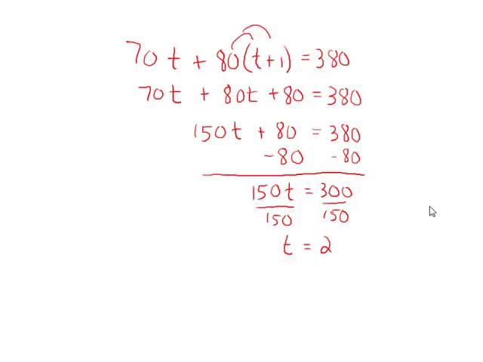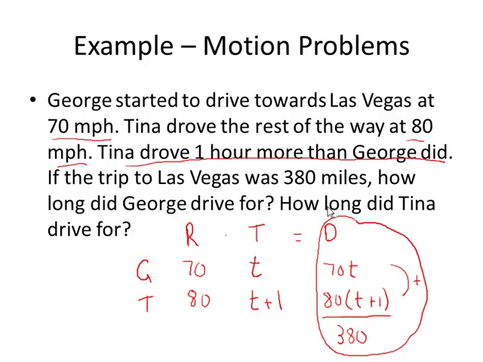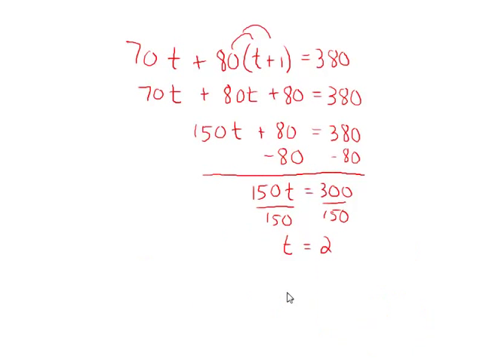Okay. So I'm going to go back a page and let's take a look at that table again. The question asks, how long did George drive for and how long did Tina drive for? The times for those two were t for George and t plus 1 for Tina. So if George's time was t, that equals 2 hours. And for Tina, that was t plus 1. That's going to be 2 plus 1, or 3 hours. So George drove for 2 hours, Tina for 3.